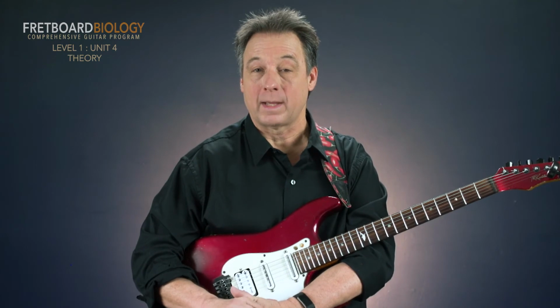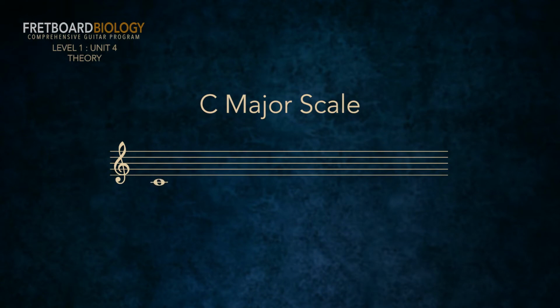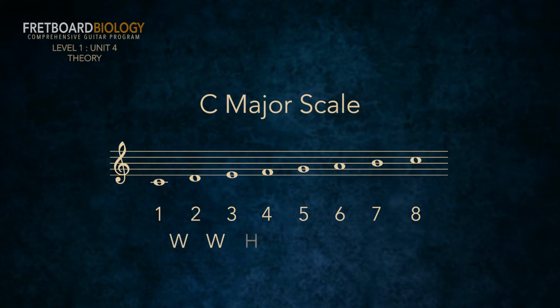So let's use our 5 steps to build a major scale on C. Step 1, we write C on the staff. Step 2, we fill in all the notes on the staff to the octave and write C there again an octave up. 3, we number all the scale degrees, 1, 2, 3, 4, 5, 6, 7, 8. The next step, 4th step, we write in the formula. Between 1 and 2, we need a whole step. Between 2 and 3, we need a whole step. Between 3 and 4, we need a half step. Between 4 and 5, we need a whole step. Between 5 and 6, we need a whole step. Between 6 and 7, we need a whole step. And between 7 and 8, we need a half step.